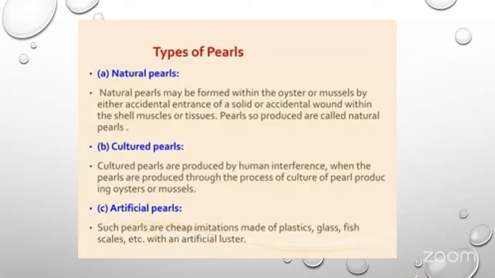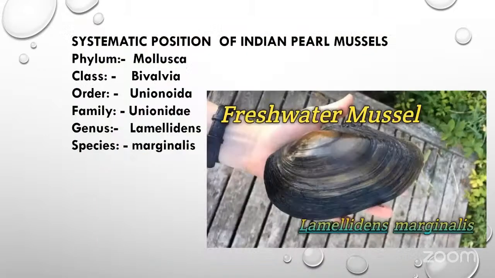Now, if you see the types of pearls, what we come across are natural pearls, cultured pearls, or artificial pearls. Now how natural pearls are prepared, how cultured pearls are manufactured or prepared, we'll see in detail. If you look at the freshwater mussel, it belongs to phylum Mollusca and class Bivalvia, order Unionoidea, family Unionidae, and genus Lamellidens, species marginalis. So we are going to discuss particularly this one species called Lamellidens marginalis.